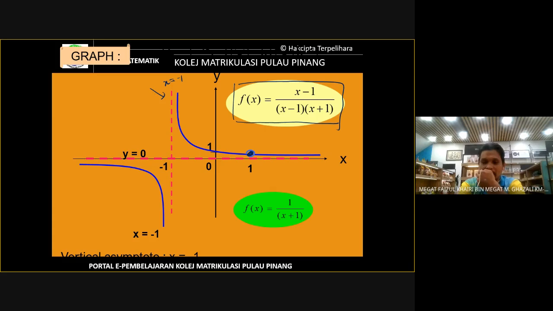Okay, so then the vertical asymptote is x equal to -1, and the horizontal asymptote, the graph continues. The graph goes on to the left and right, approaching y equal to 0, but it won't touch the x-axis at all.